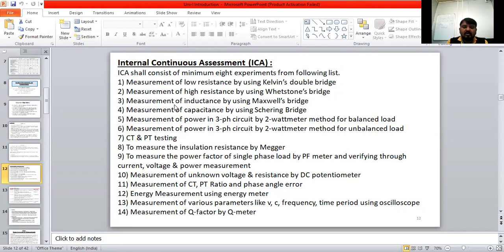Experiment number 7 is current transformer and potential transformer testing. We have to bring the current transformer and potential transformer, first discuss the theory, then test them. Different types of testing are there for potential transformers and current transformers, and we have to do those testings here. The 8th one is to measure the insulation resistance by Megger, which is a very simple experiment.